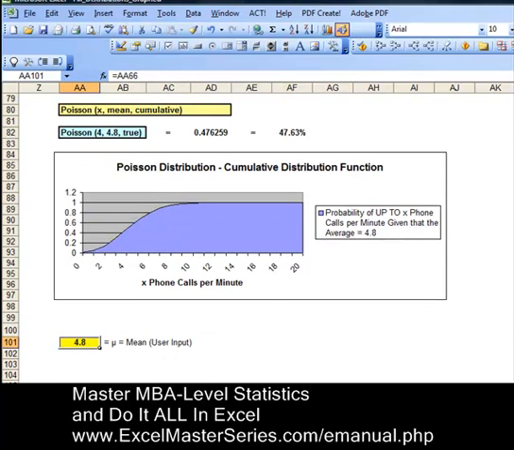This is an interactive chart, and varying the parameter, mean, from 4.8 to 9, we see that change reflected in the chart. And let's put it back to our original 4.8, and there's our original cumulative distribution function chart for the Poisson distribution, our Excel interactive chart.